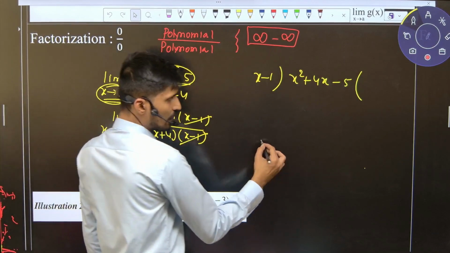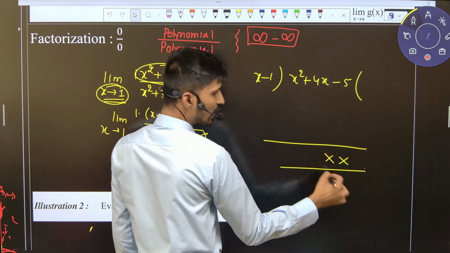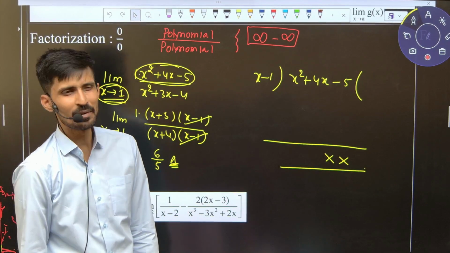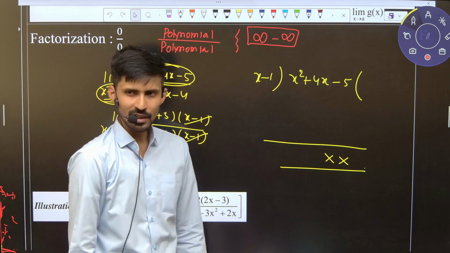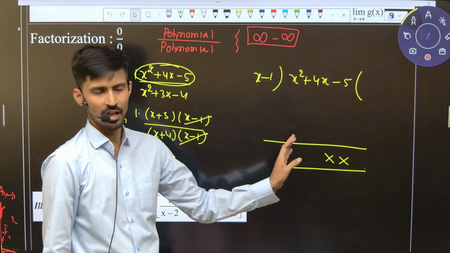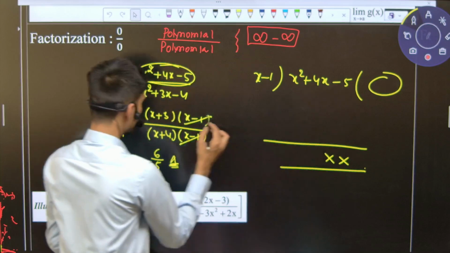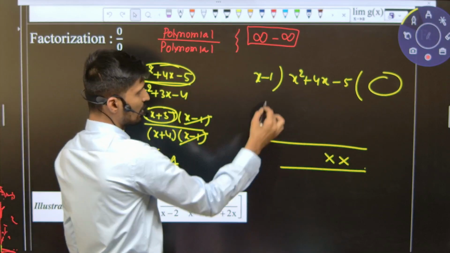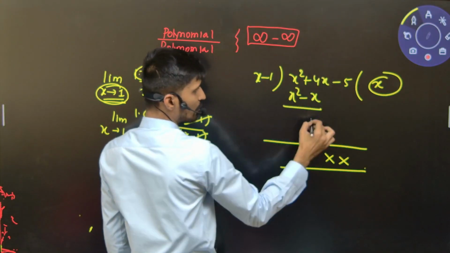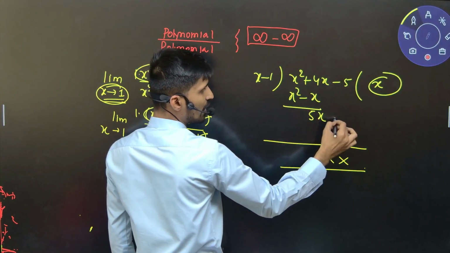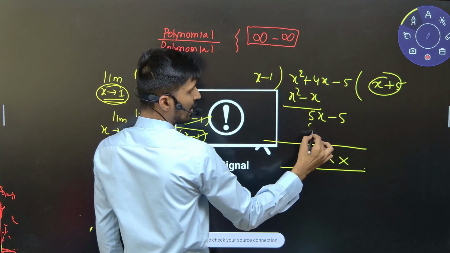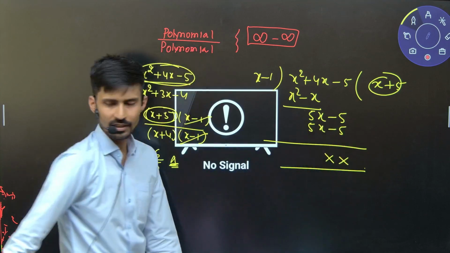When you divide, 100% remember, the remainder will be 0. Only the quotient will be left. Quotient will be this. What will be left? X plus 5. You can see this. Multiply x. That will become x square minus x. Subtract both. Here you get 5x and that minus 5 will come here. Now multiply with plus 5. Multiply 5x minus 5. Subtract both. You will get 0 as remainder.